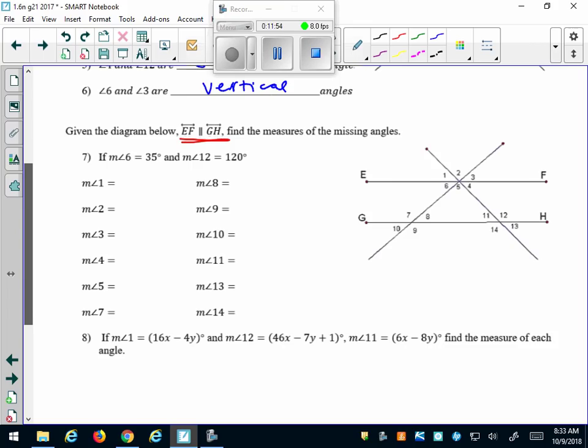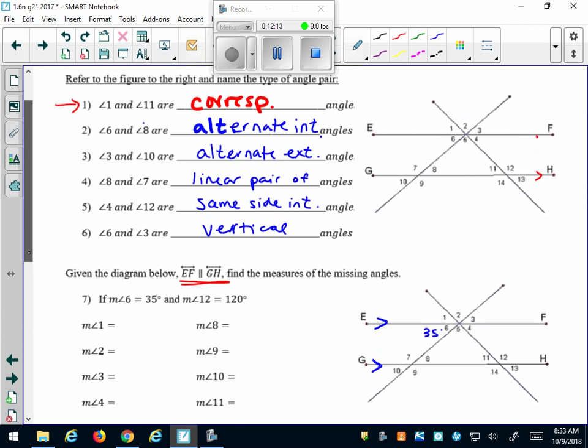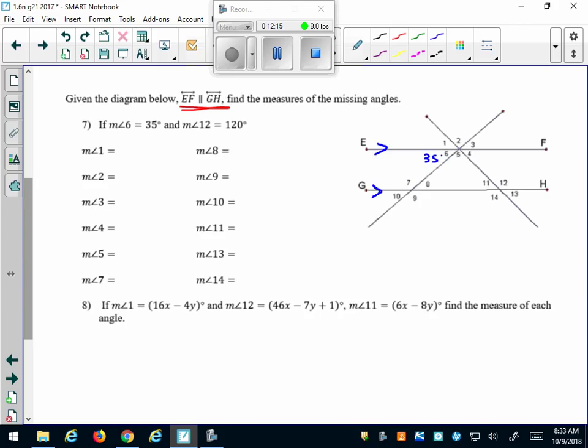All right, given the diagram below, now they are telling us that EF is parallel to GH. So we can mark them parallel with these little marks here. Find the missing angle. So they're telling us the measure of angle 6 is 35. Mark your diagram. And the measure of angle 12 is 120. And they want you to find the rest of the angle measures.